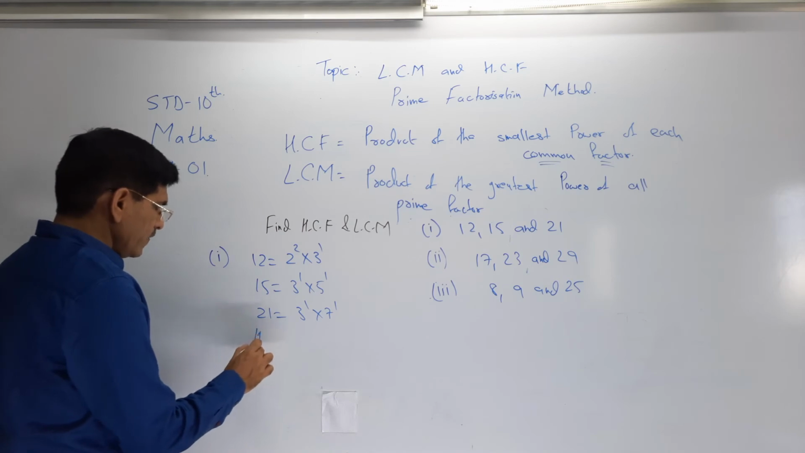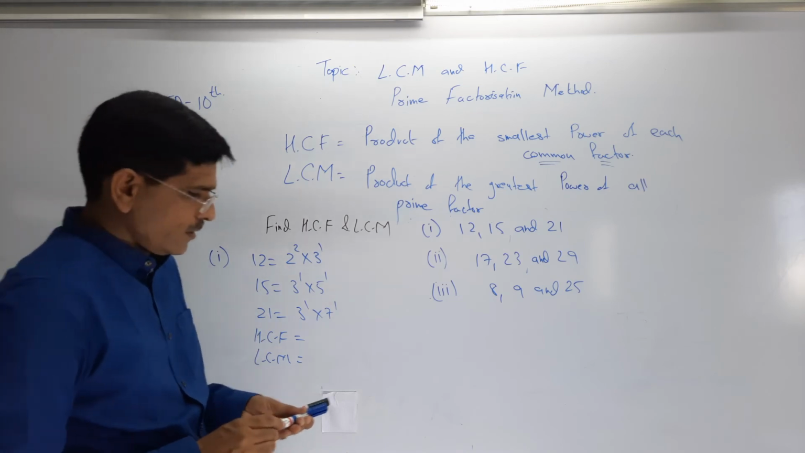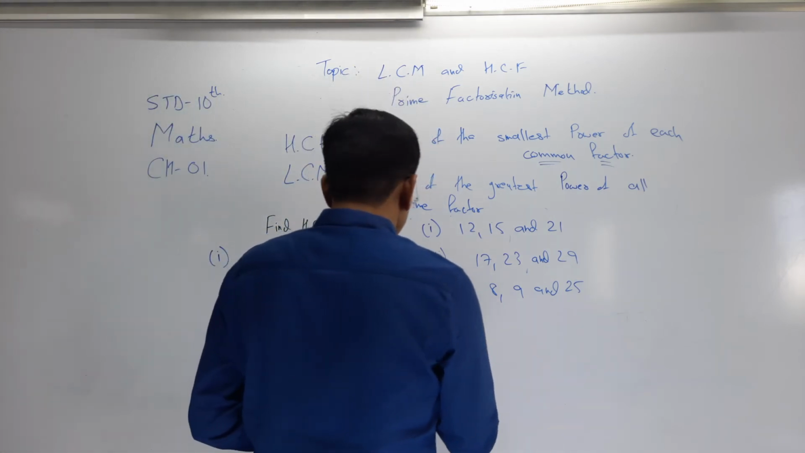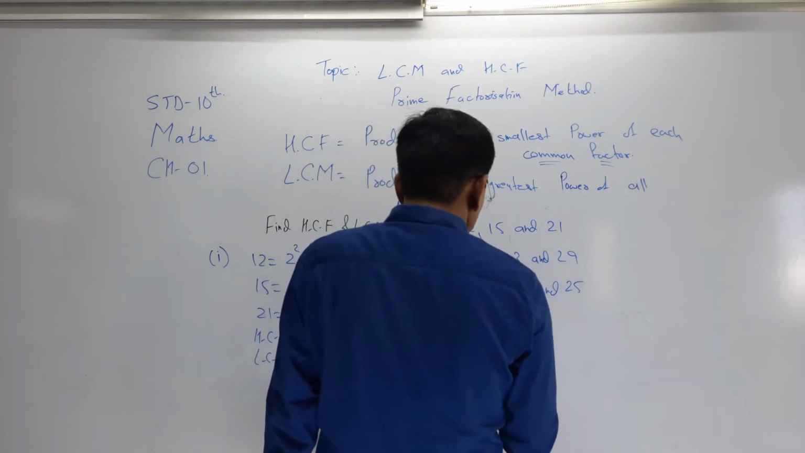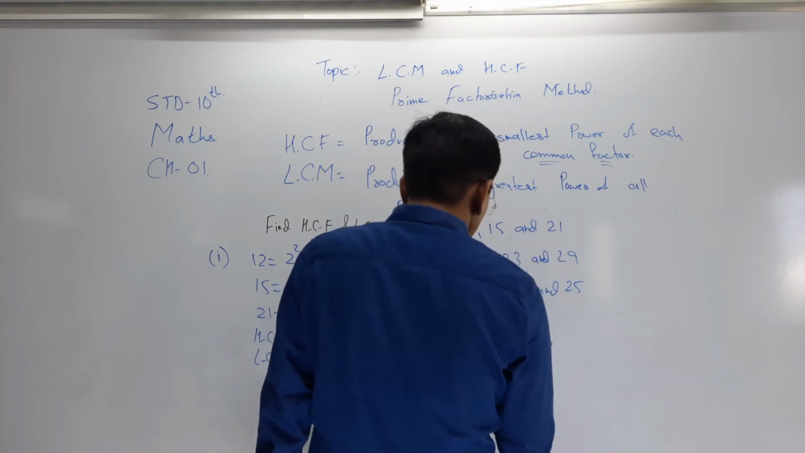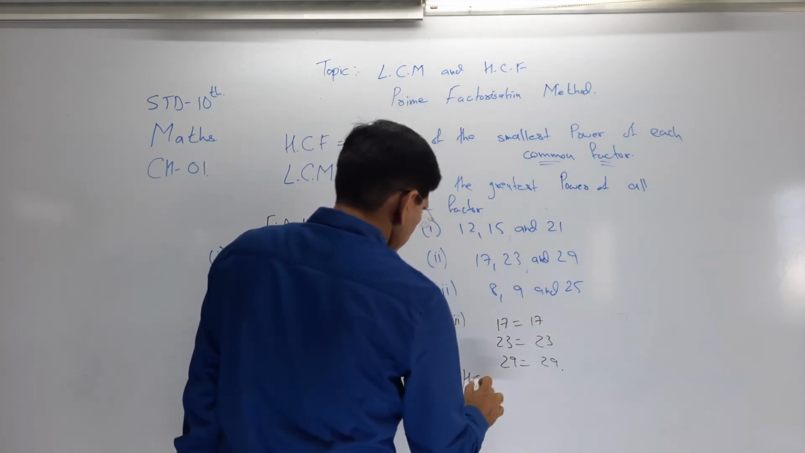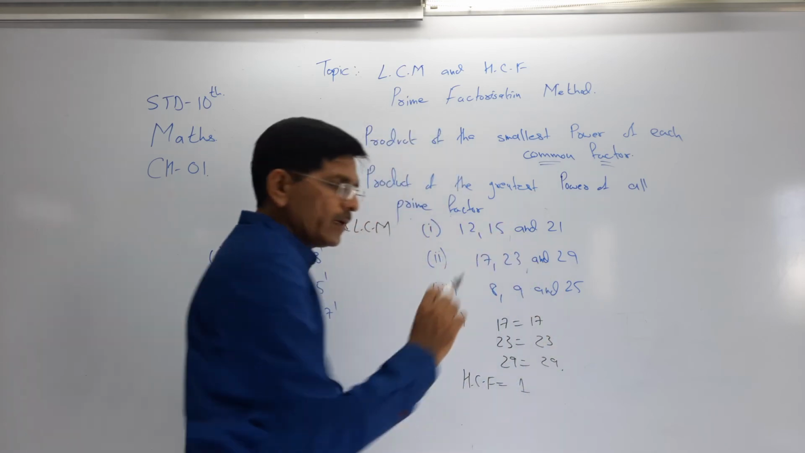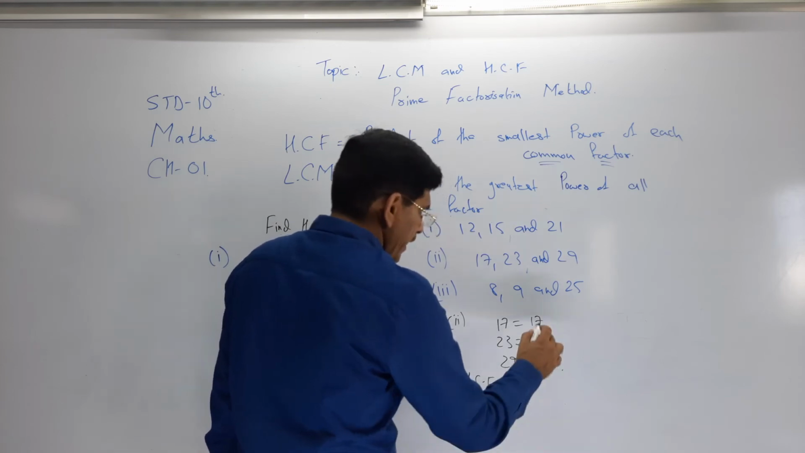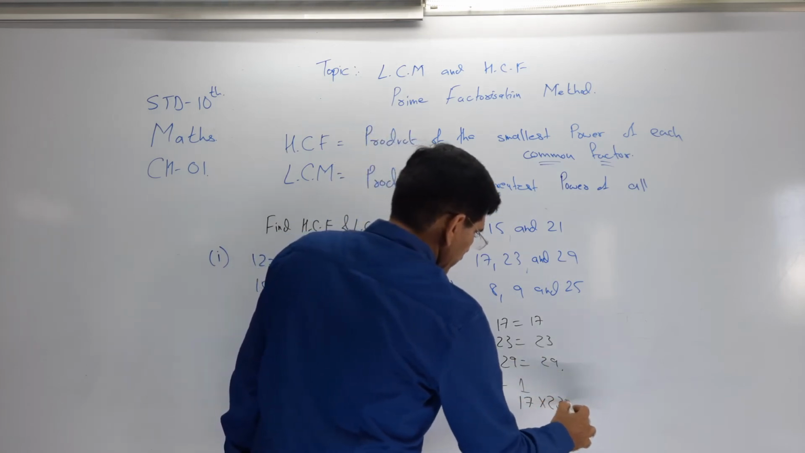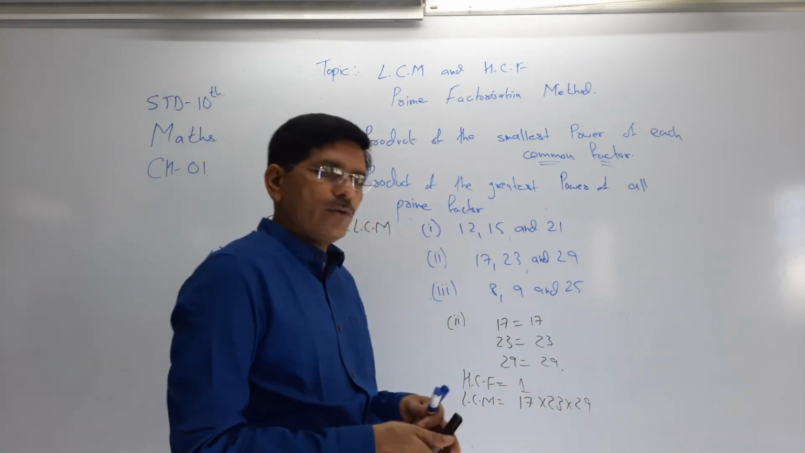Now to find out HCF and LCM, do it yourself because it is easy. Your second sum: 17's factor is 17, 23's factor is 23, and 29's factor is 29. So when no common term is there, we have to take HCF as 1. But for LCM you have to multiply 17 into 23 into 29. So 391 into 29 you have to do.